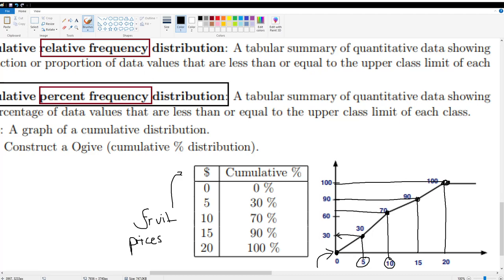So essentially the whole idea behind an ogive is to create a series of coordinate pairs of, in this case, your price or input and the percentage. And we keep going. I promise that is not a face. It's just a 0, 0. And then 10 to 70, 15 to 90, 20 to 100.